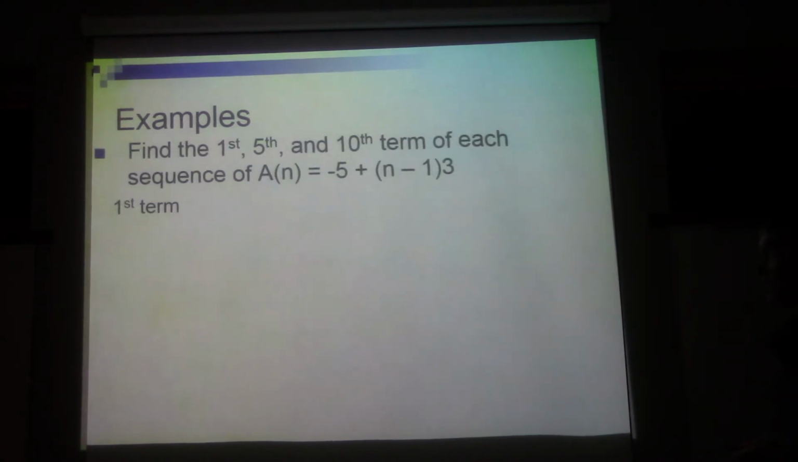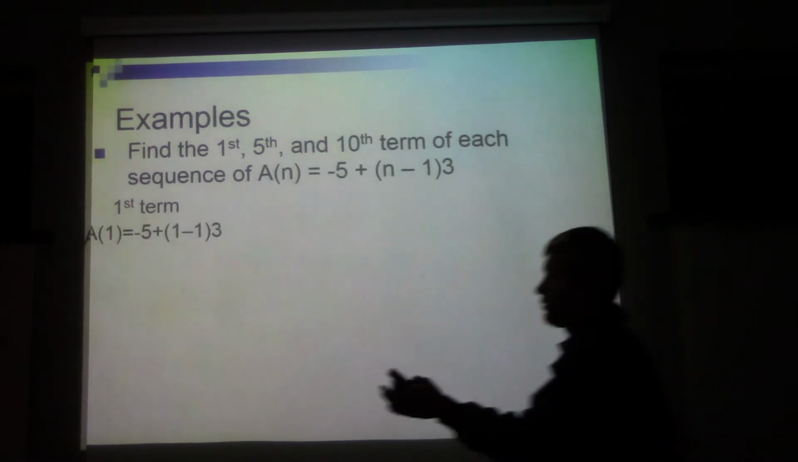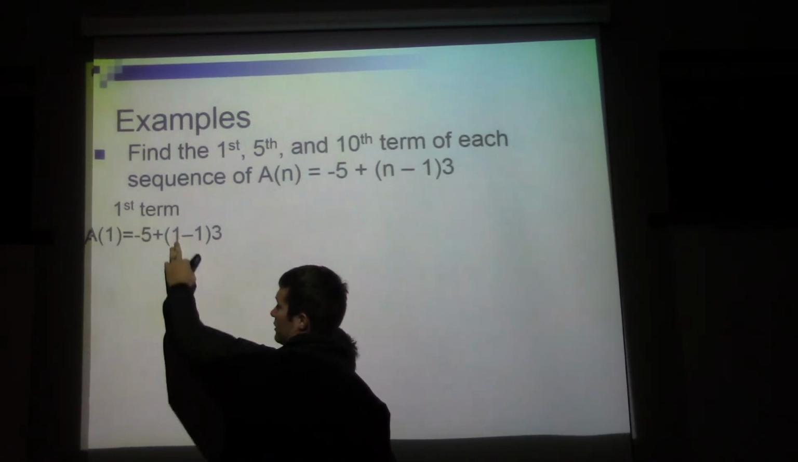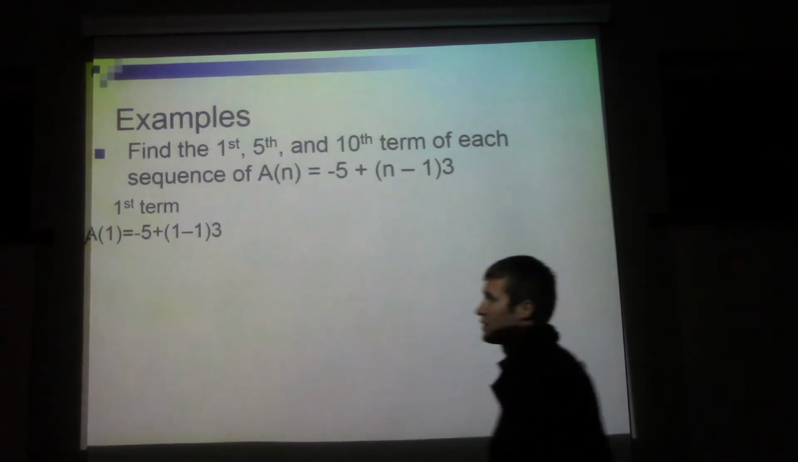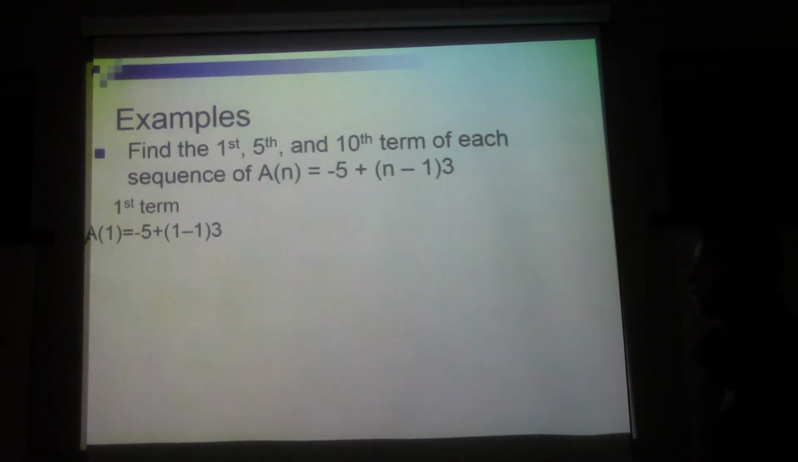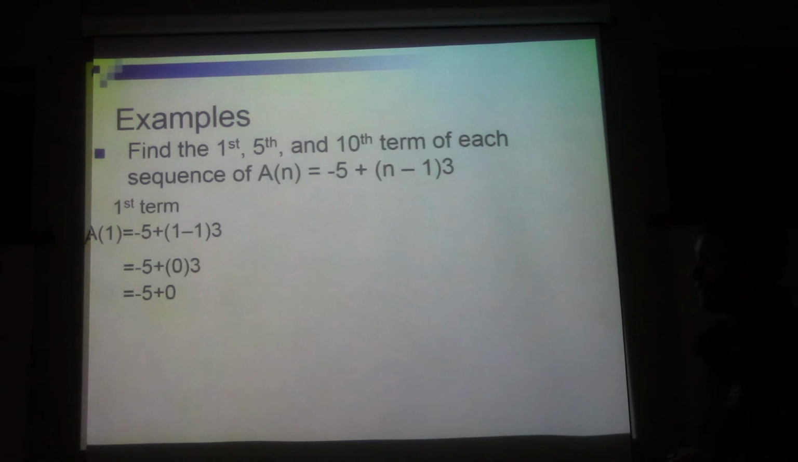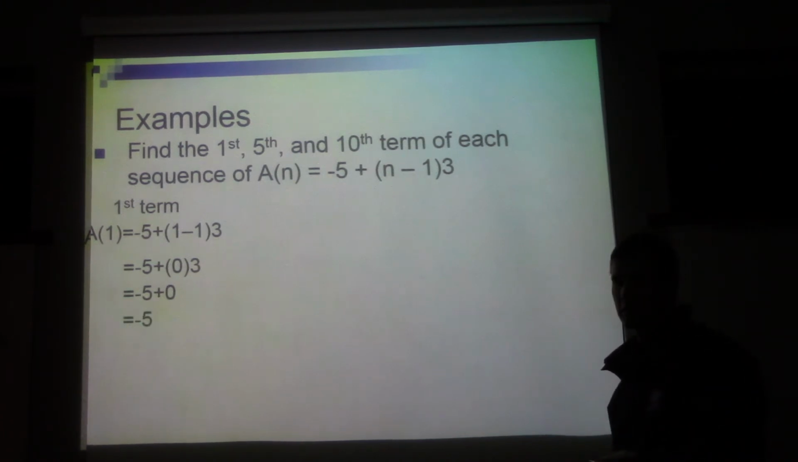Now we're going to find the 1st, 5th, and 10th terms of our sequence. If I want to find the first term, I take 1 and plug it in for n. So a_1, the first term, is equal to negative 5 plus the term we're looking for goes in for n, so (1 minus 1) times 3. Now we simplify. PEMDAS, parentheses first: 1 minus 1 is 0. Then multiplication, 0 times 3 is 0. Negative 5 plus 0 is negative 5. So the first term is negative 5.